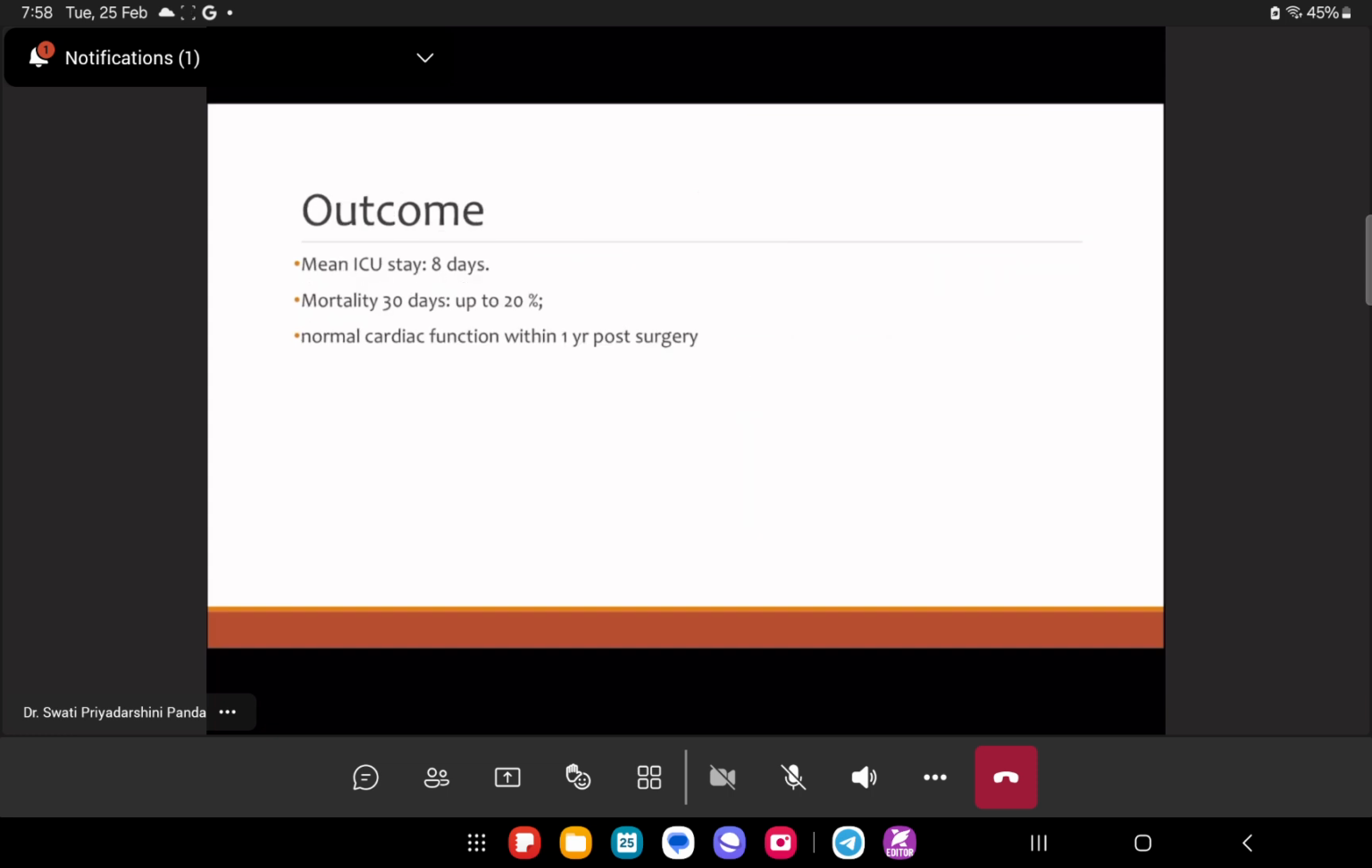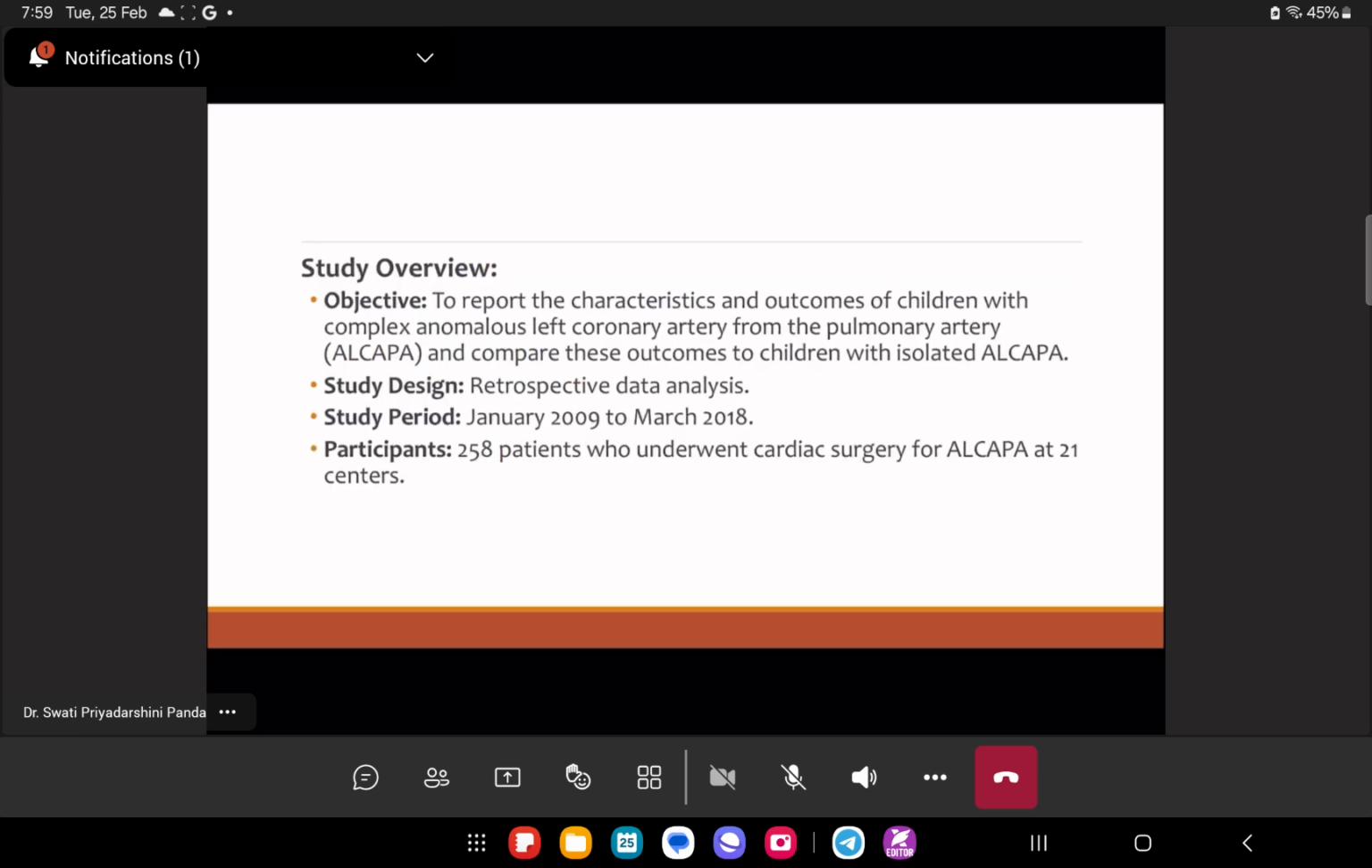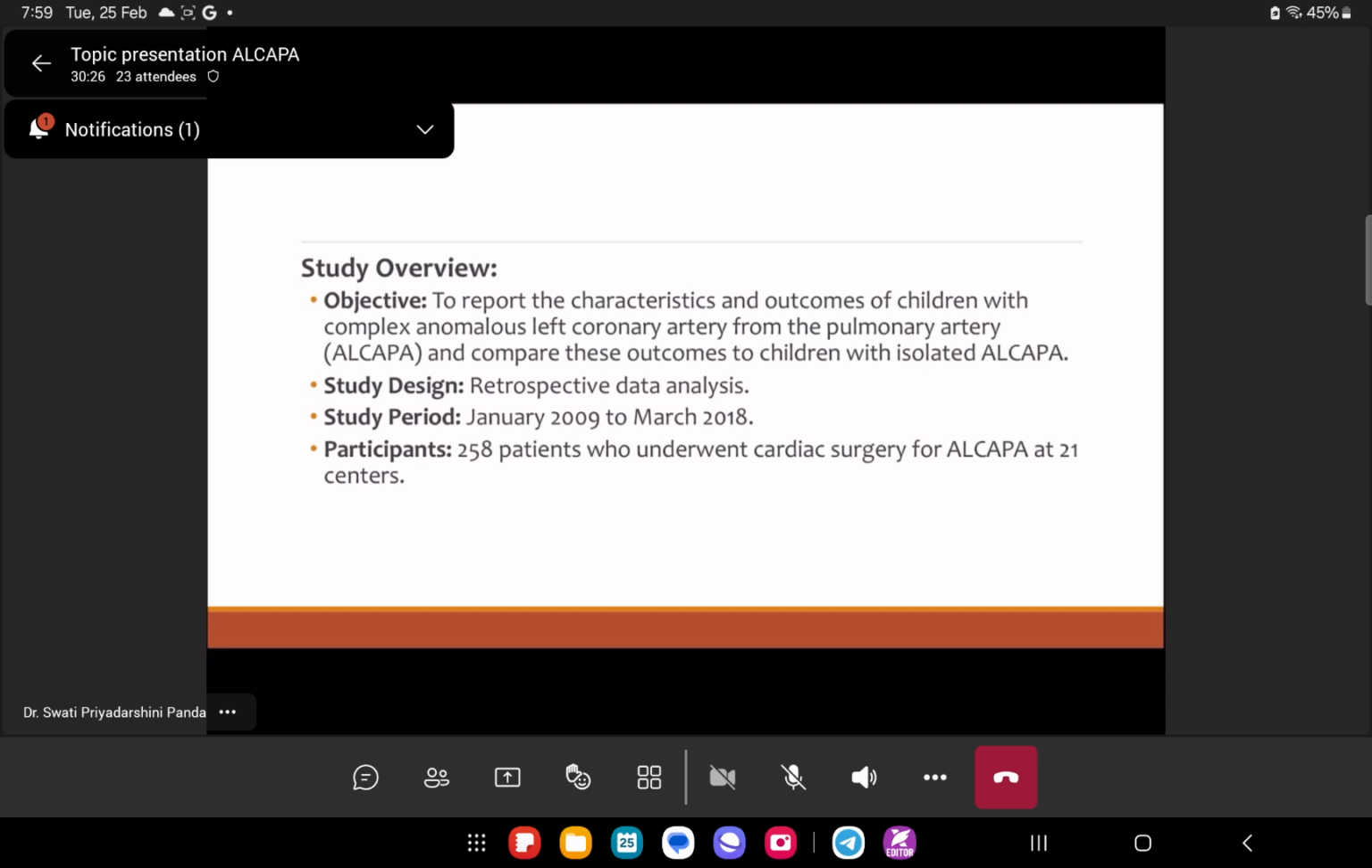Outcome: mean ICU stay 8 days, mortality at 30 days up to 20%, and normal cardiac function within 1 year of post-surgery. This is a study. It is a multi-center study showing a comparison between ALCAPA in children with complex congenital heart disease and with only ALCAPA outcome. The objective of the study was to report the characteristics and outcomes of children with complex anomalous left coronary artery from pulmonary artery and compare these outcomes with children with isolated ALCAPA.